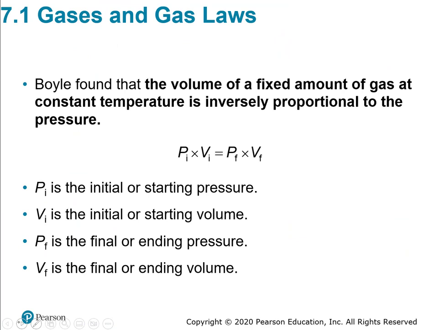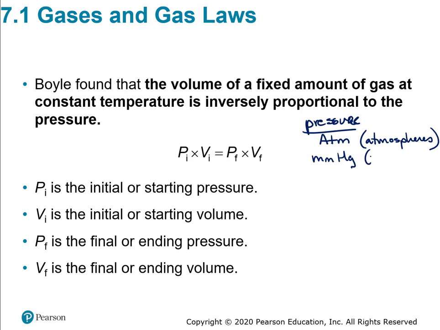Now we can do this in math. We can actually calculate pressure and volume. So remember I said if we're talking about pressure, values you're going to see for pressure: pressure is either going to be ATM, which is atmospheres, or it might be mmHg, which is millimeters of mercury. Now, volume is always going to be liters.